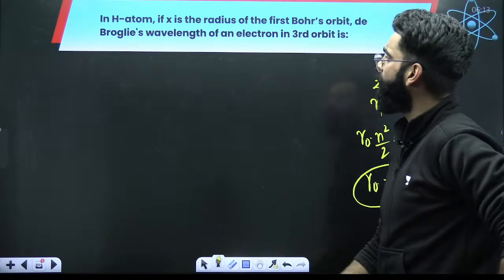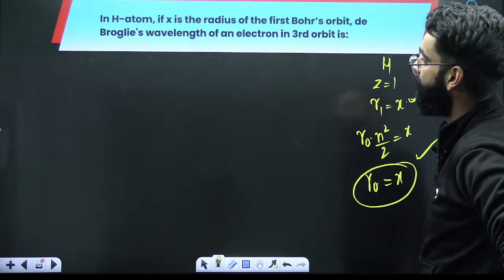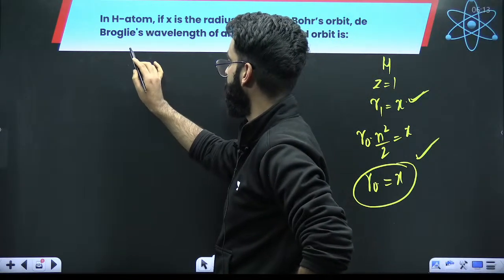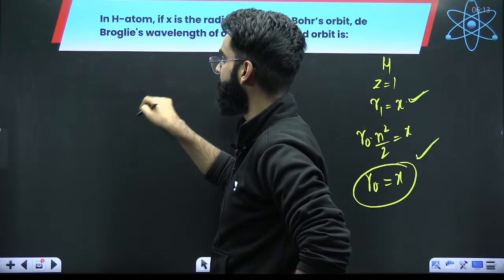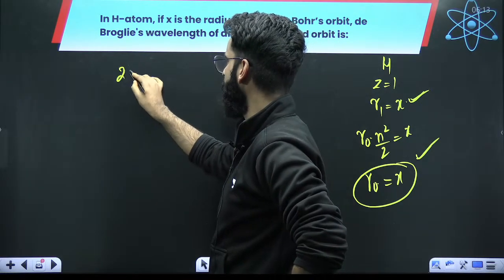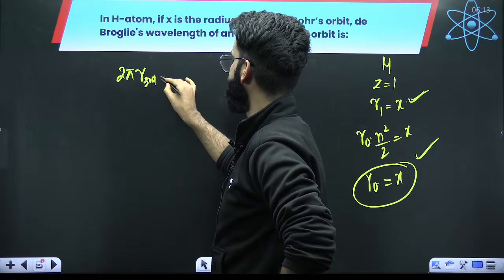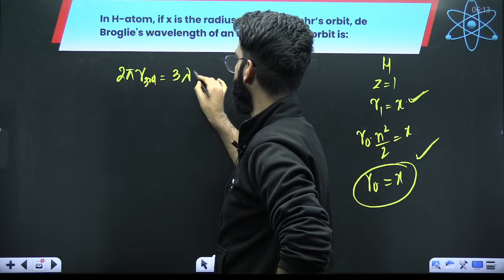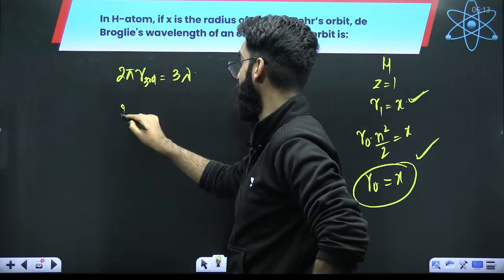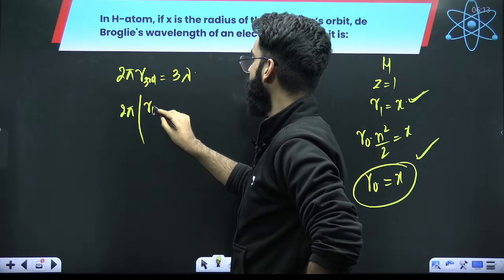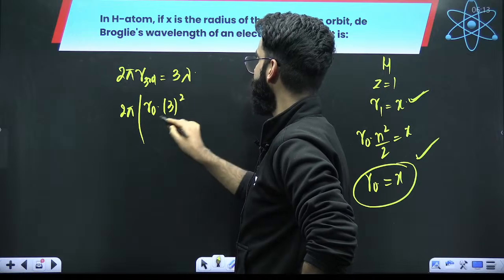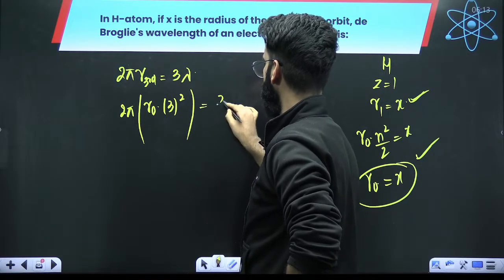Now, de Broglie's wavelength of the electron in the third orbit. When the electron is revolving in the third orbit, what will be its de Broglie's wavelength? Right now, I give you one result. 2 pi r, radius of electron in the third orbit, is equal to n lambda. So it's going to be 3 times lambda, right? So it's going to be 2 pi times r0 n square, n square is 3 square, divided by z. Z for hydrogen is 1. It is equal to 3 lambda.